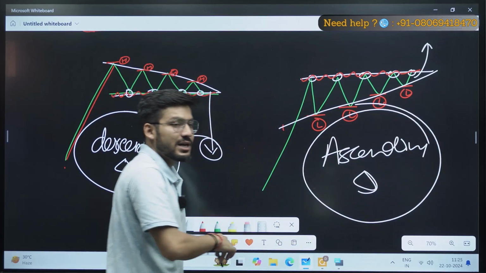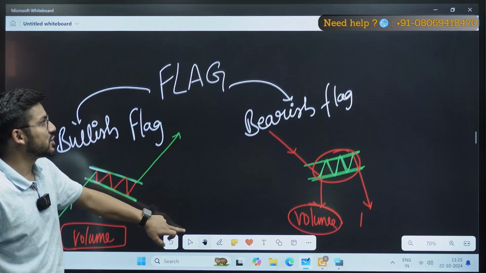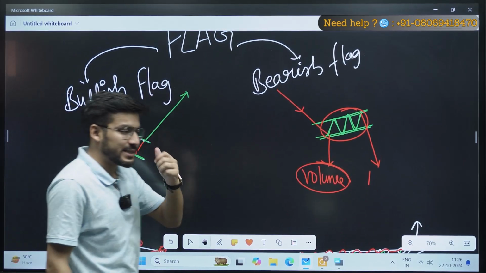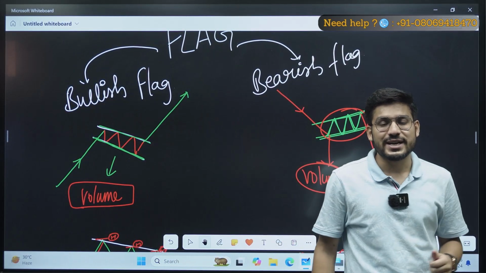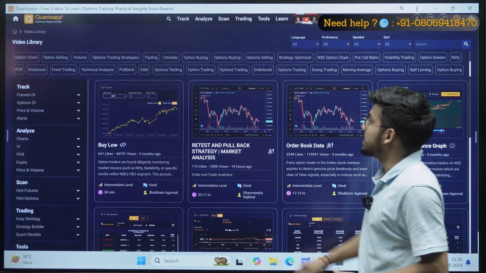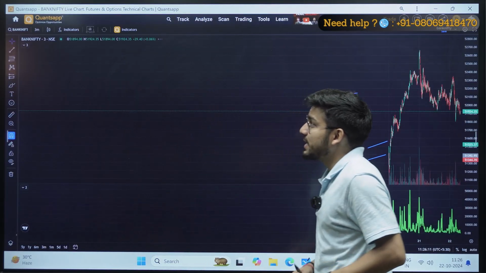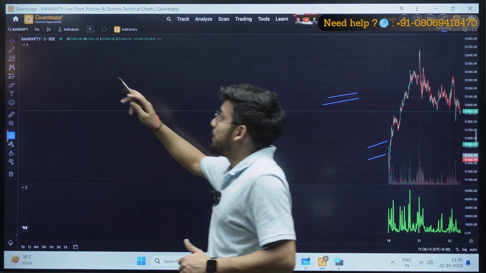So I hope the concept is clear. Let's see if we are getting these patterns in the chart, and when you get these types of patterns in the chart, you can trade with the strategy as I have told you, right? So let's open the Coinsap application, and in the Coinsap application I will go directly to charts order and trade. Now in charts order and trade, I have analyzed Bank Nifty.